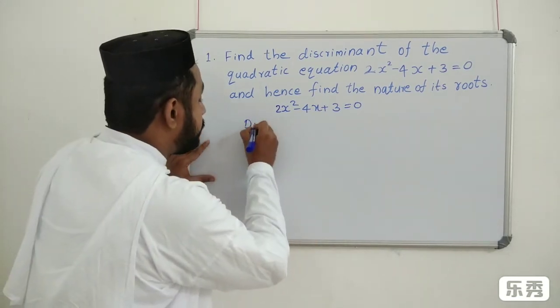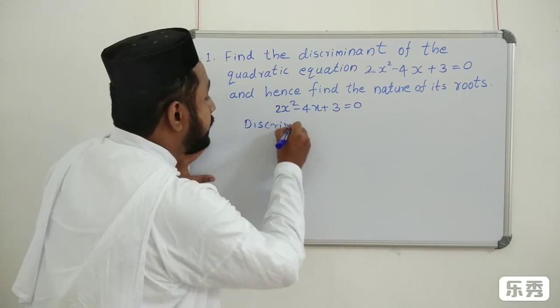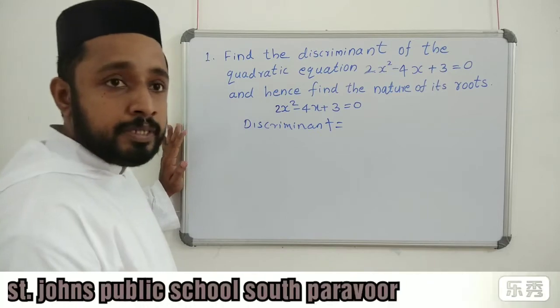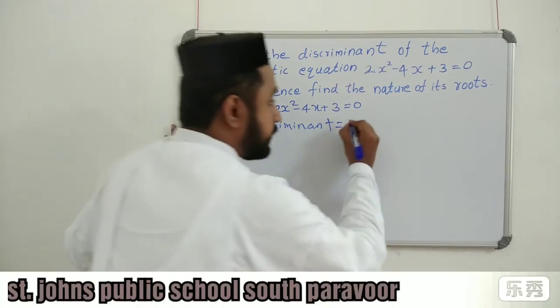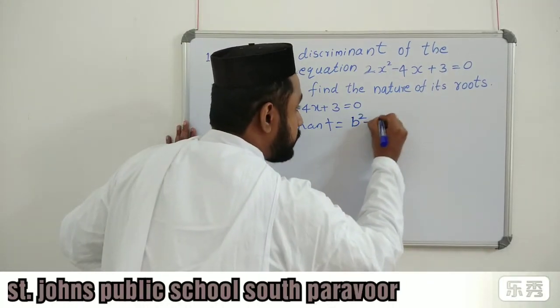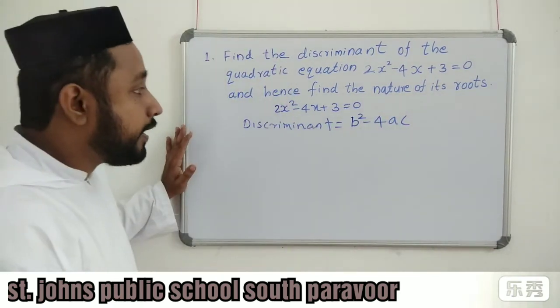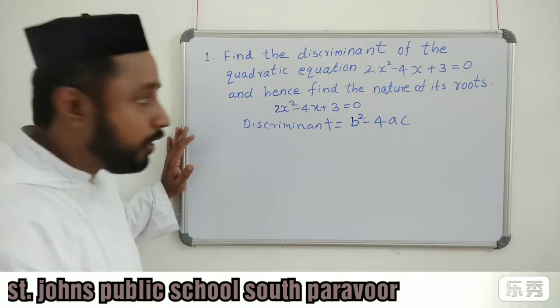Discriminant is equal to, we studied, discriminant is equal to b² − 4ac. So b² − 4ac. In this equation, 2x² − 4x + 3 = 0.